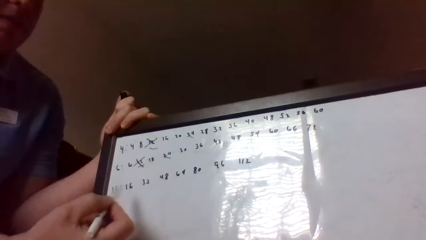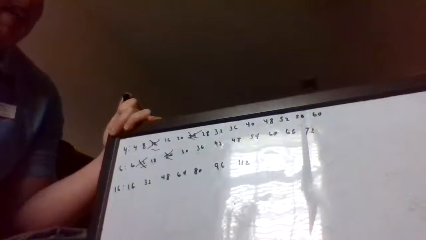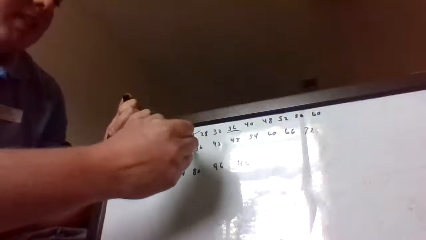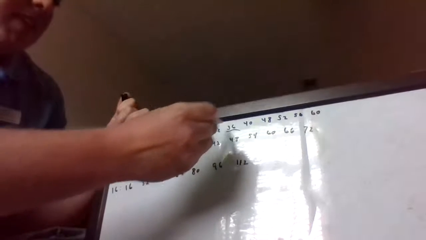Now, the next number 4 and 6 have in common is 24. But 16 doesn't have that. So we've got to mark 24 out. Now, the next number that they have in common is 36. But once again, 16 doesn't have that. So we've got to mark 36 out. And as you can see, the criteria for the least common multiple of 3 numbers is a little tough to get to.